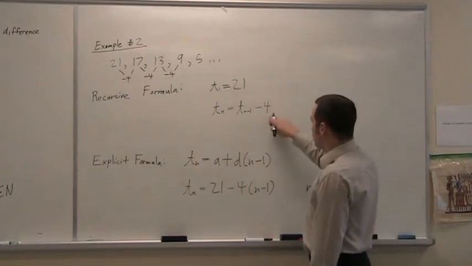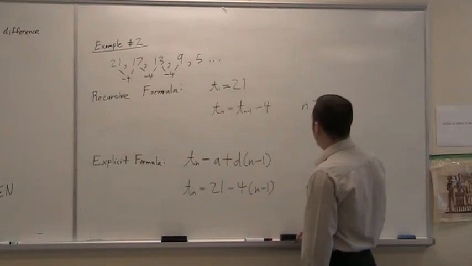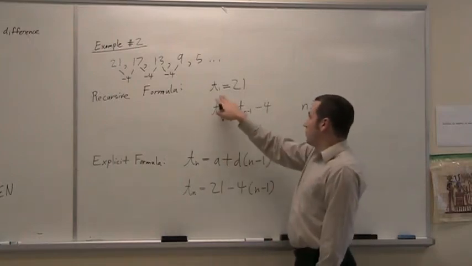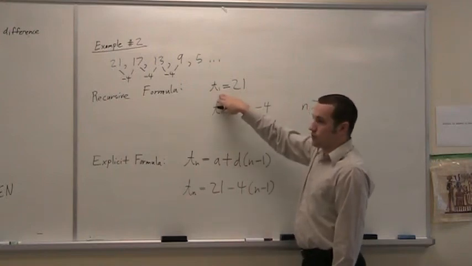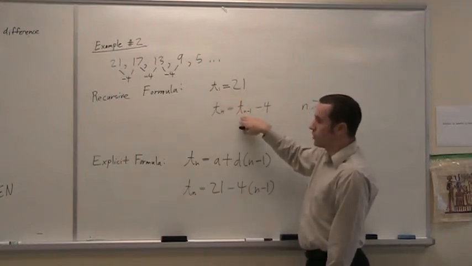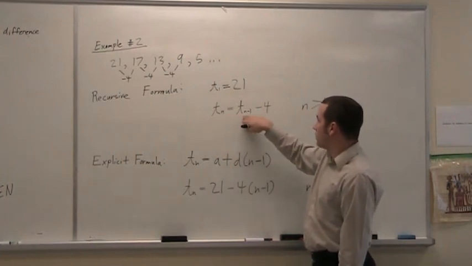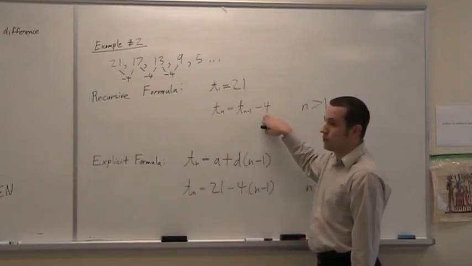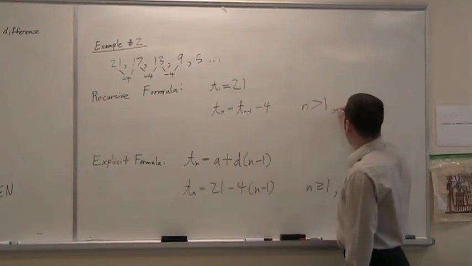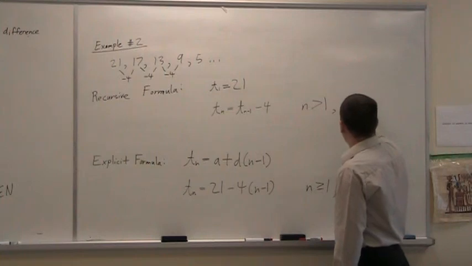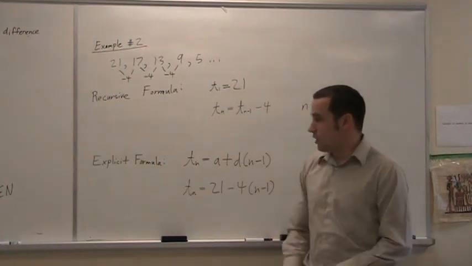Up here, it's a little different. Okay? N has to be greater than 1. Okay? We can't have n equaling 1 down here because we've already got the first term. Okay? And we do not have a 0 term to go by. If I subbed in 1 here, I would have a 0th term minus 4. Well, I don't have a 0 term. Okay? So n has to be greater than 1, and then again, other than that, n is any natural number. So those are two examples to go by.